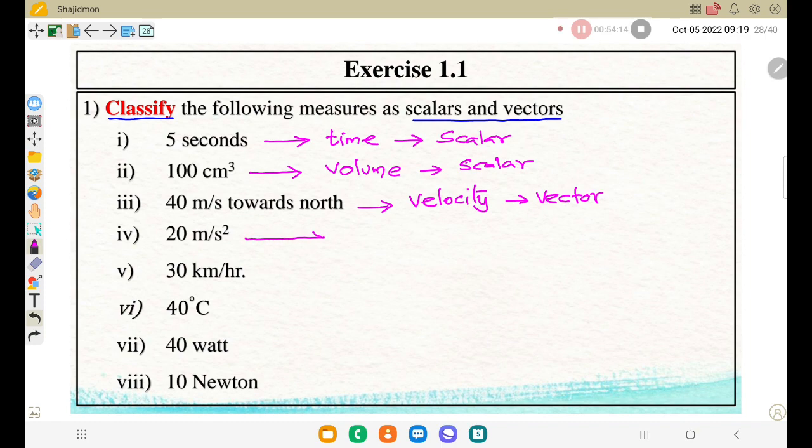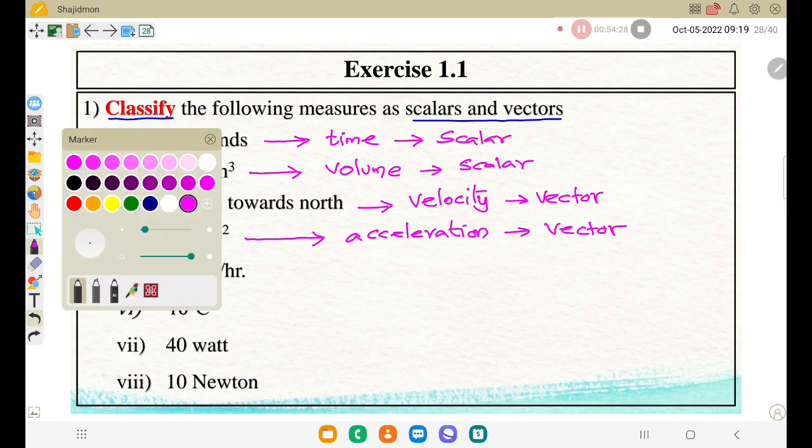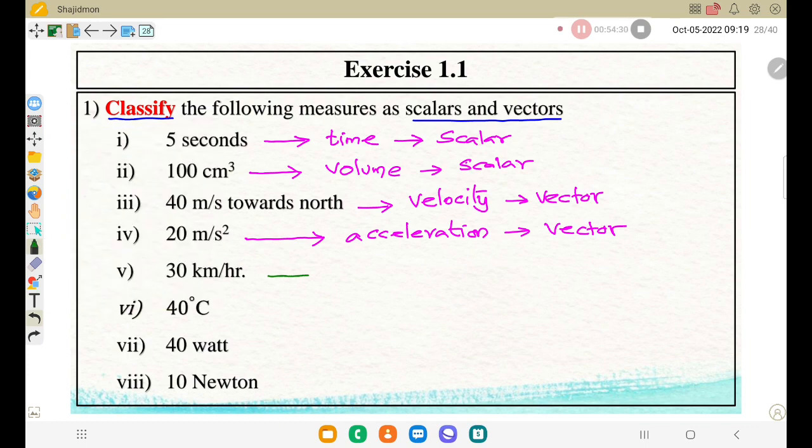Now 20 meter per second square. Meter per second square is the unit of acceleration, so 20 meter per second square is acceleration. Acceleration is a vector quantity, correct? Now again, 30 kilometer per hour. In a car meter, you can see your speed: 30 kilometer per hour, 120 kilometer per hour. So 30 kilometer per hour is speed. There is no direction here, so speed is a scalar quantity.